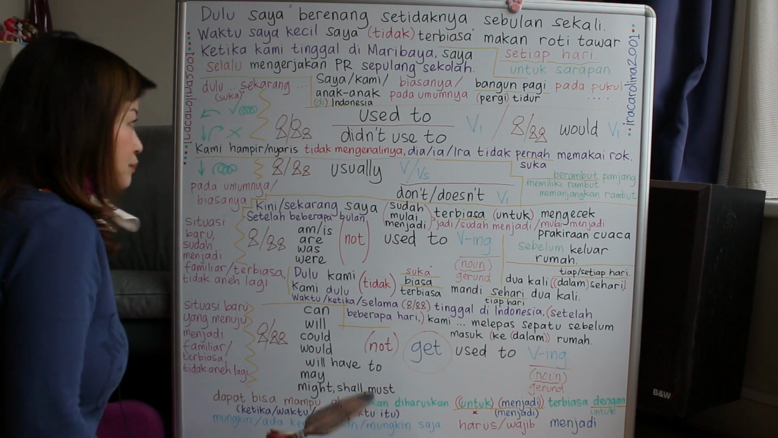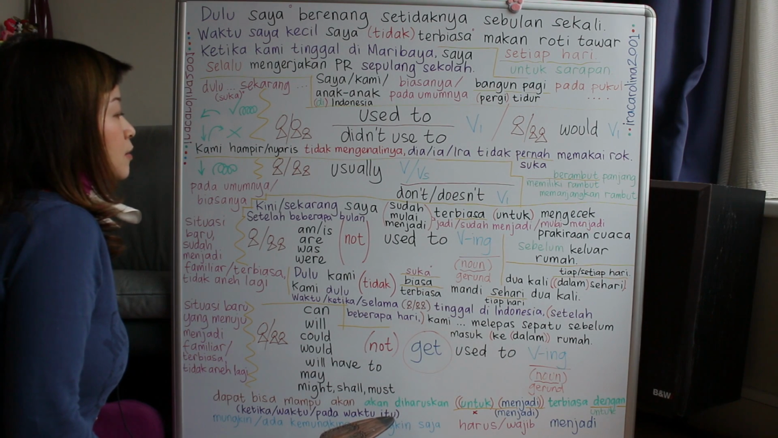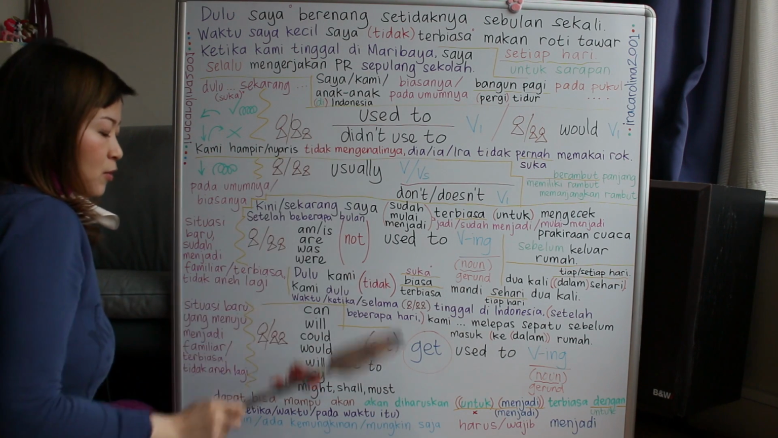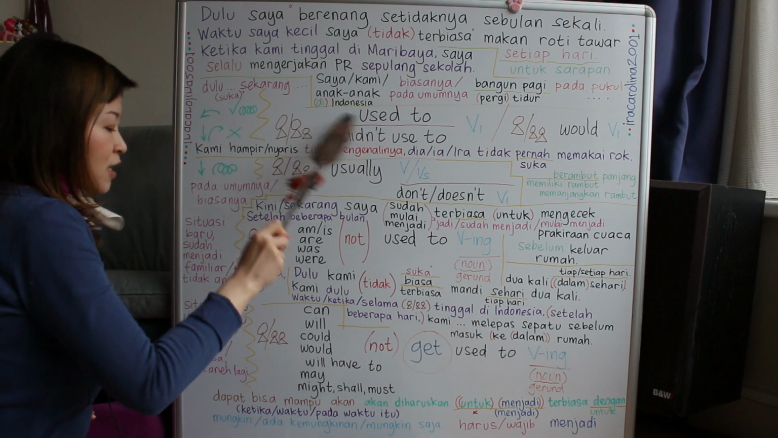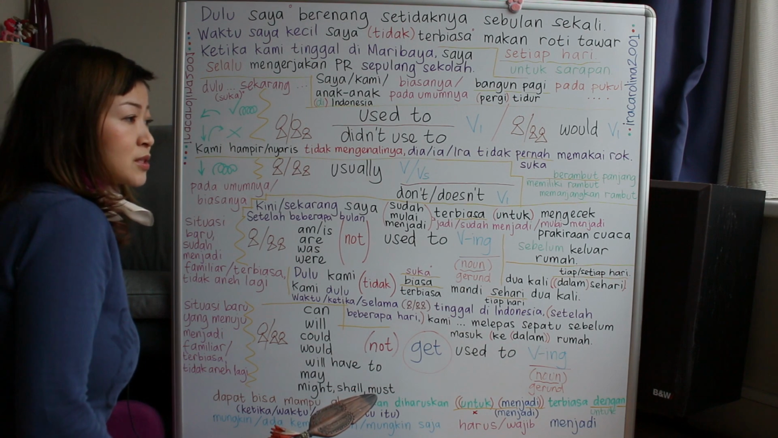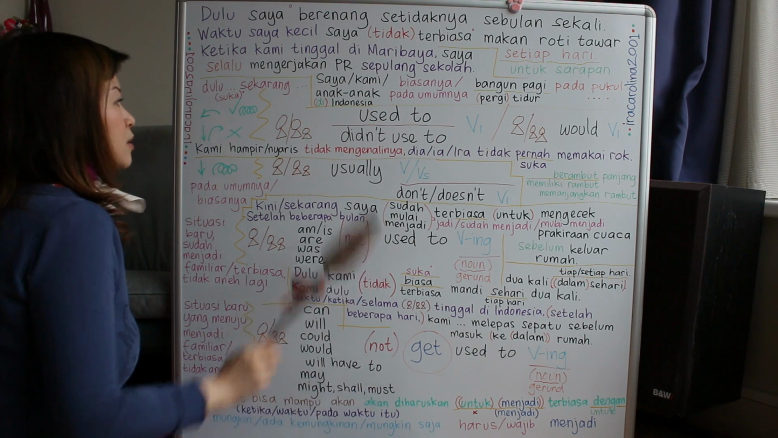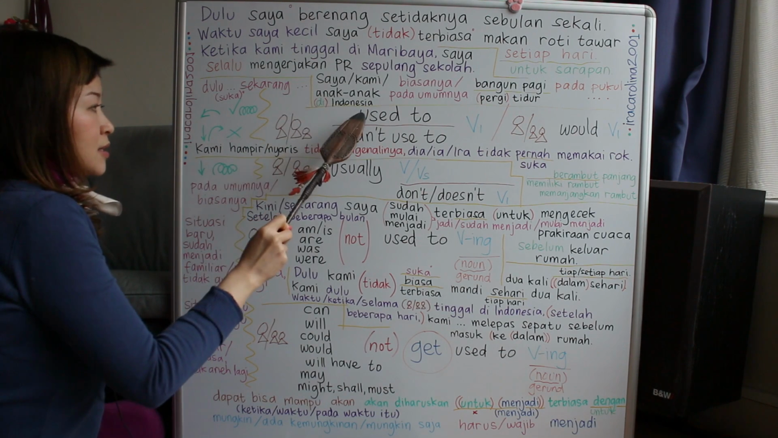Di Indonesia. You can use the di, or you can just say anak-anak Indonesia. Children of Indonesia, or Indonesian children, or children in Indonesia. Anak-anak di Indonesia.